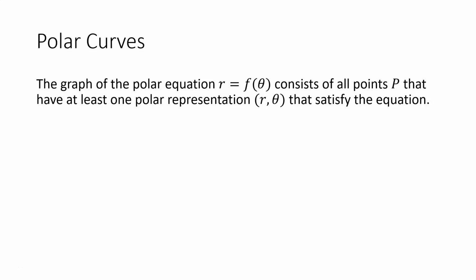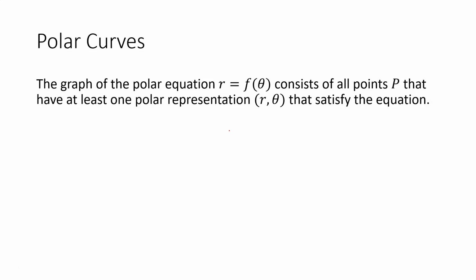Next, we'd like to consider how we can graph polar equations. So given a polar equation, r equals some function of theta, we can imagine that our polar curve that corresponds to this equation will consist of all the points that have at least one polar representation (r, theta) that satisfies this equation. As we know, there could be many representations of a single point in polar coordinates. So we're looking for at least one representation of a point that satisfies that equation.